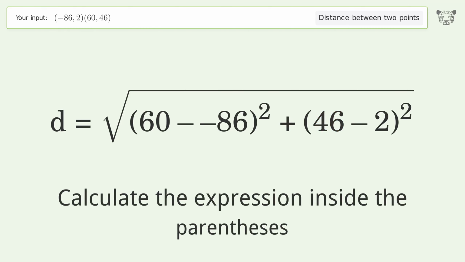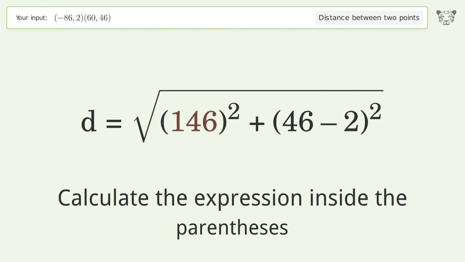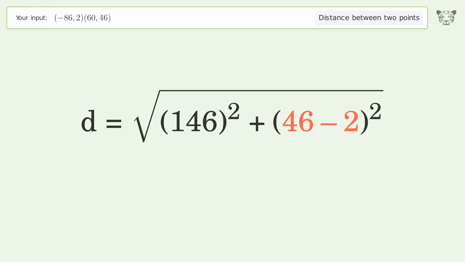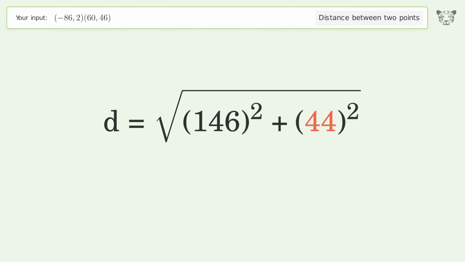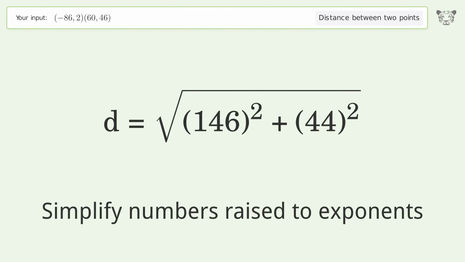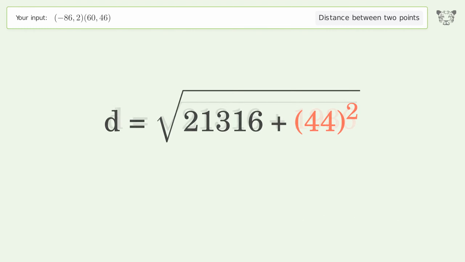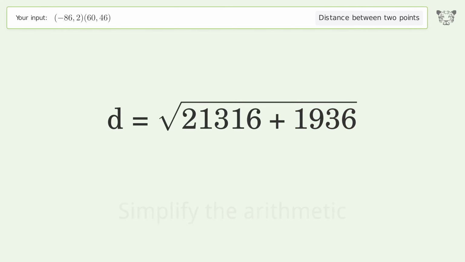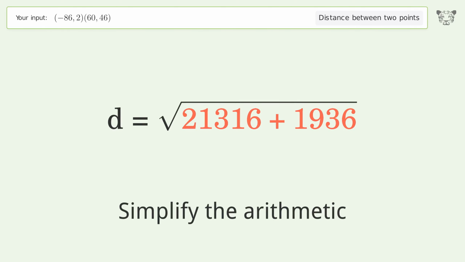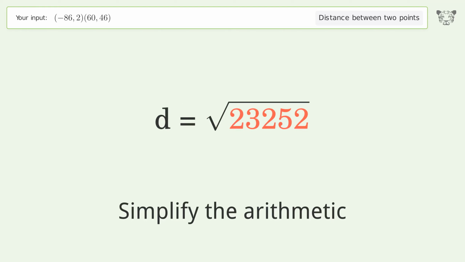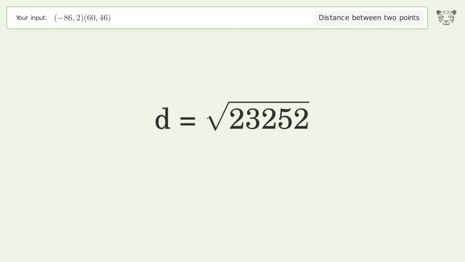Calculate the expression inside the parentheses. Simplify numbers raised to exponents. Simplify the arithmetic. And so the distance between the 2 points is the square root of 23,252 or 152.486.